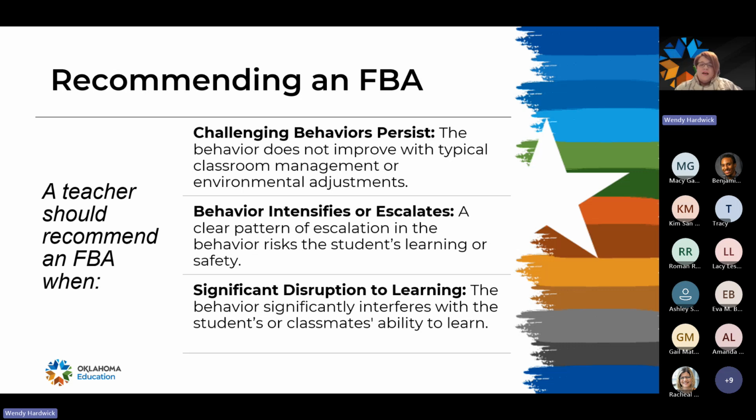So what we're talking about is having those universal behavior supports in your classroom, the tier 1 supports. You have incorporated those into your classroom management, but you have a few students that need broader support, more intensive support. So you might offer some tier 2 interventions to those students, but they're just not working. That's when we would look at an FBA.